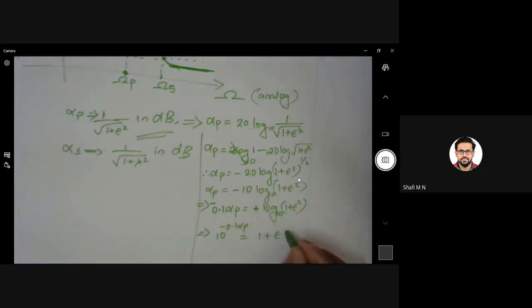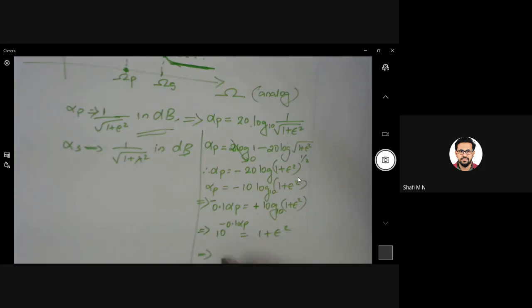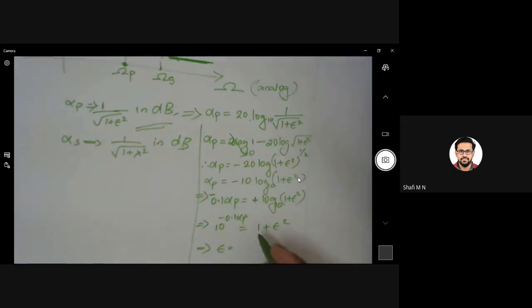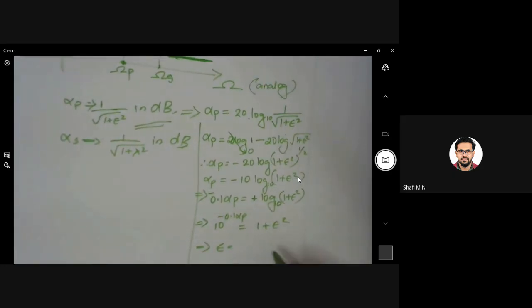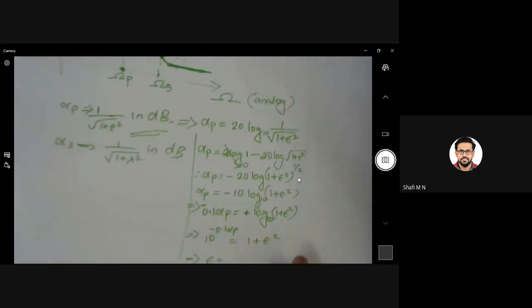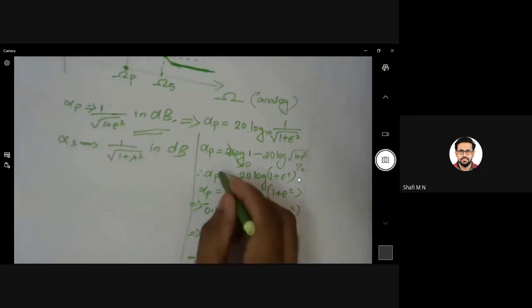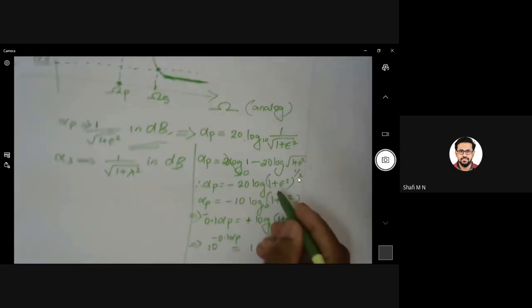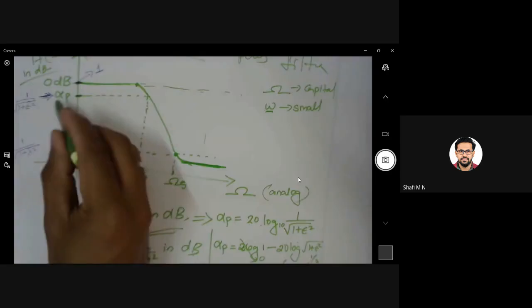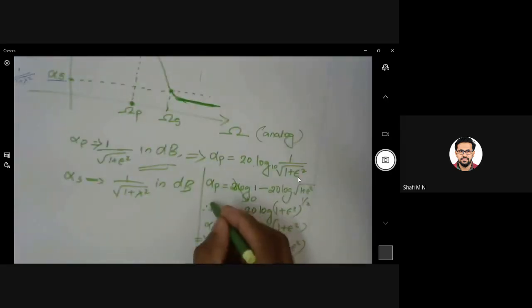So this will be 1 plus epsilon square, which implies epsilon is equal to minus 1, take it to the other side. 10 raised to minus 0.1 can be written as 1 by 10 raised to, right? Okay, so epsilon is equal to, sorry, there is a mistake. Actually, the minus sign would disappear because alpha p is negative. Log 1 minus alpha p value is actually a negative value. So you can keep minus alpha p here, and minus will become plus.